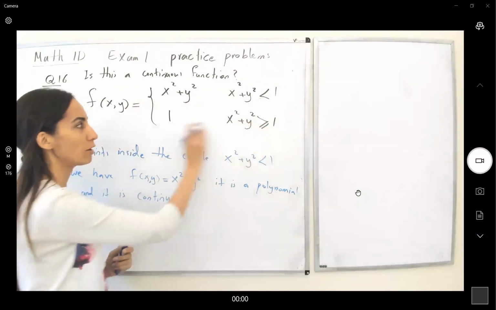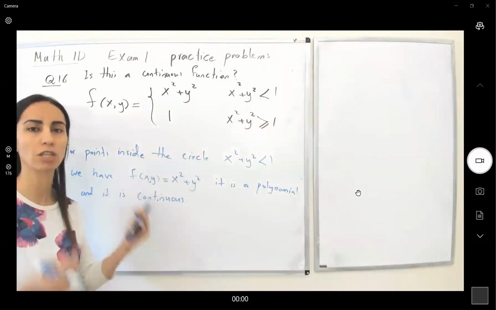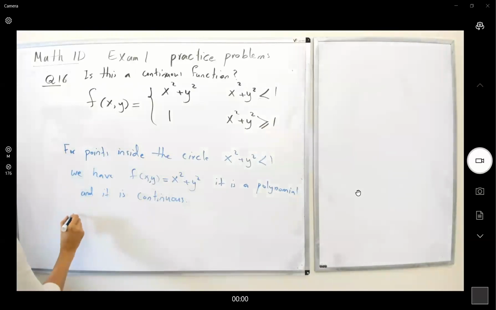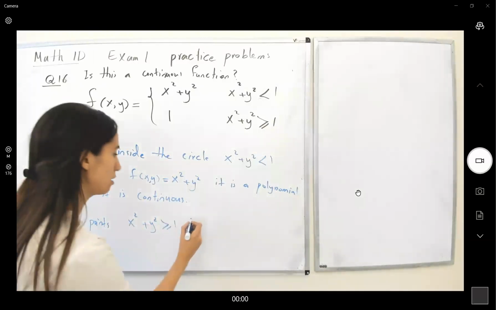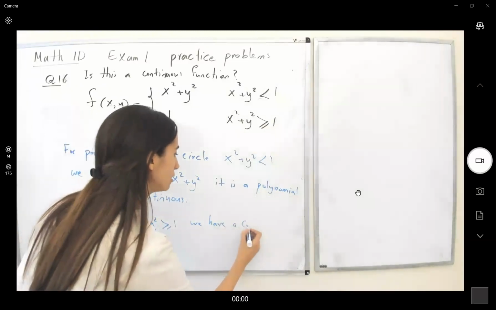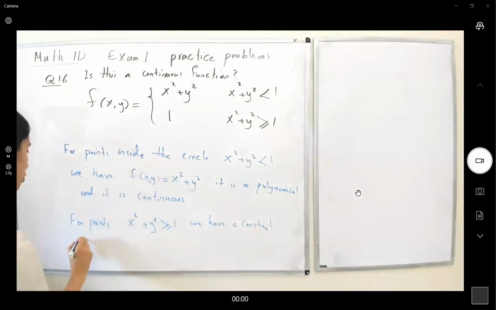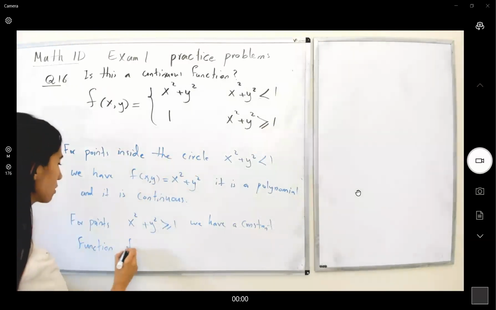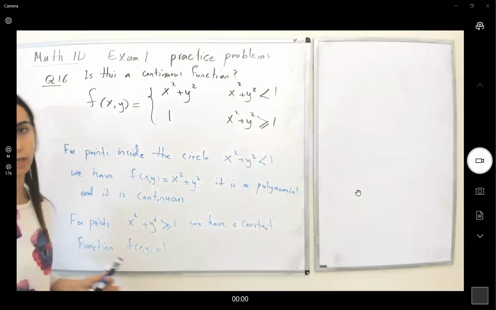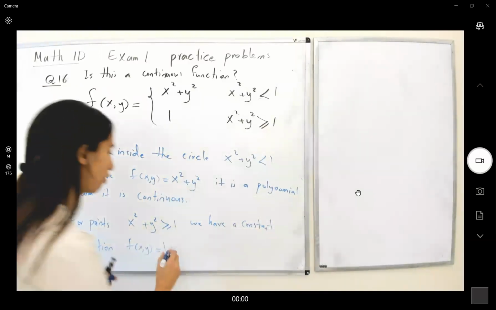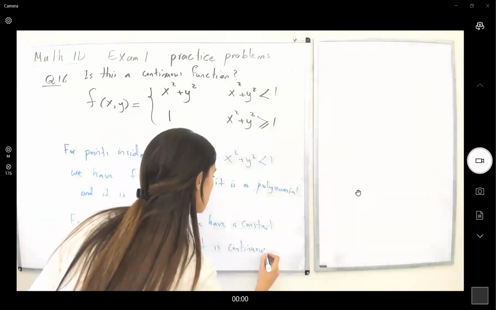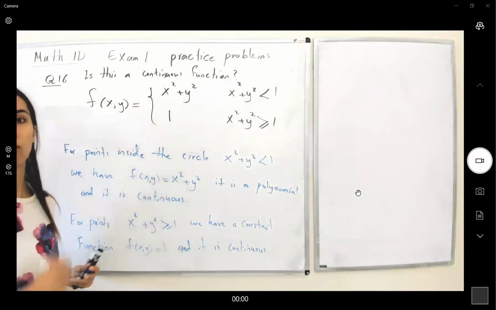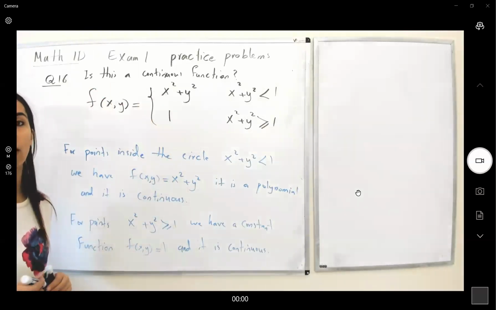For the second part, for points that satisfy the inequality greater than or equal to 1, you have a constant function. A constant function is always continuous. For points satisfying x squared plus y squared greater than 1, we have a constant function, which is f of x and y equals 1, and we know that this is also a continuous function. What about the circle itself? What about the boundary points?